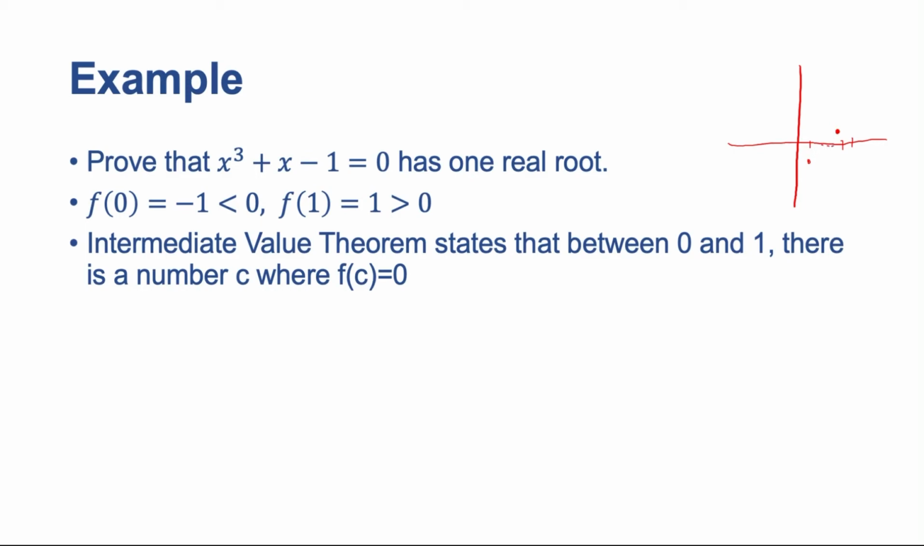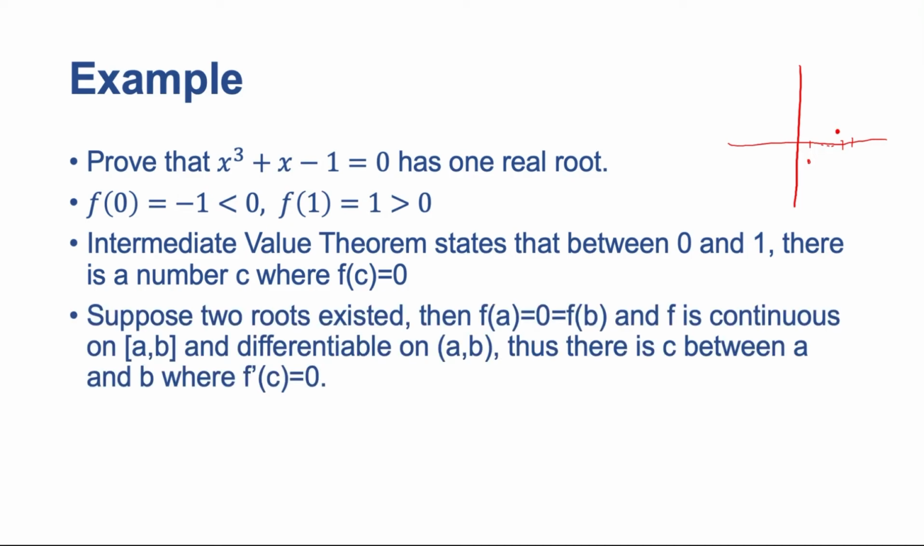Okay, so now we're going to try a proof by contradiction with Rolle's theorem. So let's suppose that two roots existed. Then that means that f(a) equals 0 equals f(b). And f is continuous on [a, b] and differentiable on (a, b). Thus, there is a c between a and b where f'(c) equals 0. All right, so now that's a proof by contradiction with Rolle's theorem.